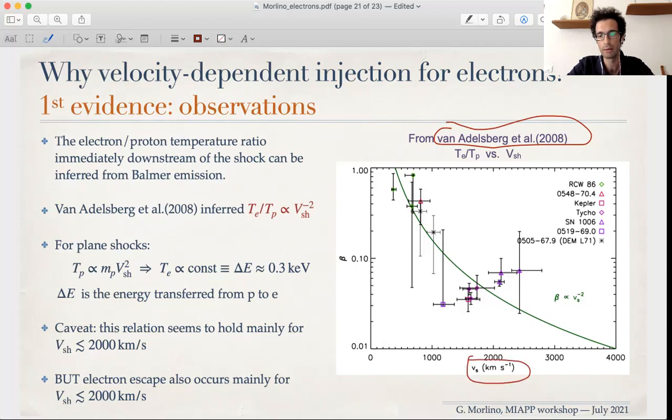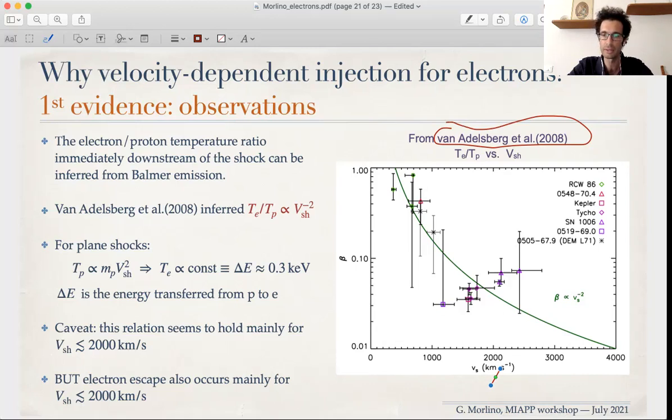Okay, and in this paper they inferred a behavior which is inversely proportional to the shock speed squared. Now you see that this is quite the case up to, let's say, 200 to 1,000 kilometers per second. Above this energy, above this velocity, this line does not seem to be very good.